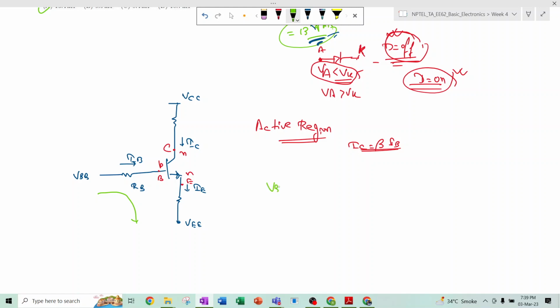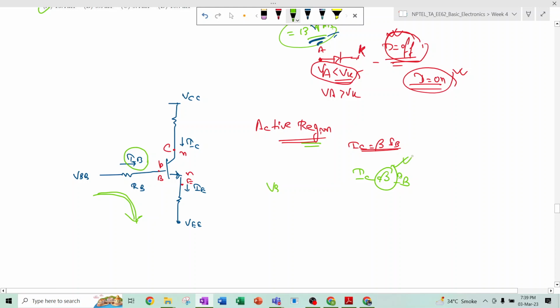So, is this relation, IC equal to beta times IB, valid in all the modes? Yes, it varies in all modes. I'm saying one thing: suppose you apply the input KVL and find the value of IB, and considering it is in the active region, IC is beta times IB, right? And you know the value of beta, since it is given in the question or can be known from something else.